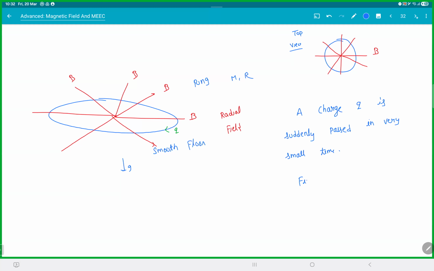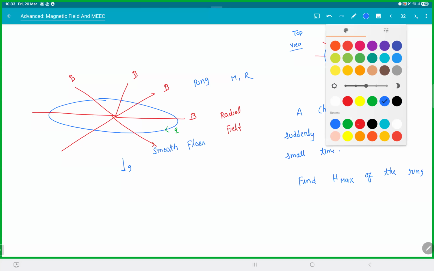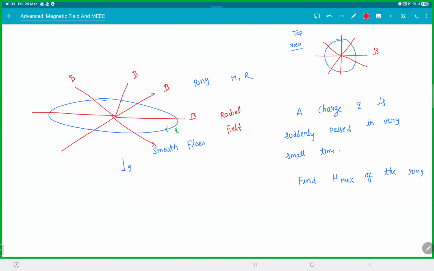Find the maximum height of the ring. Find the H max of the ring. Something happens and the ring flies. Find the maximum height of the ring. And I hope you guys remember when I taught you in the class, I told you always, look at the words. Very small time. These are the words. The moment you see the words very small time, these are based on impulse.